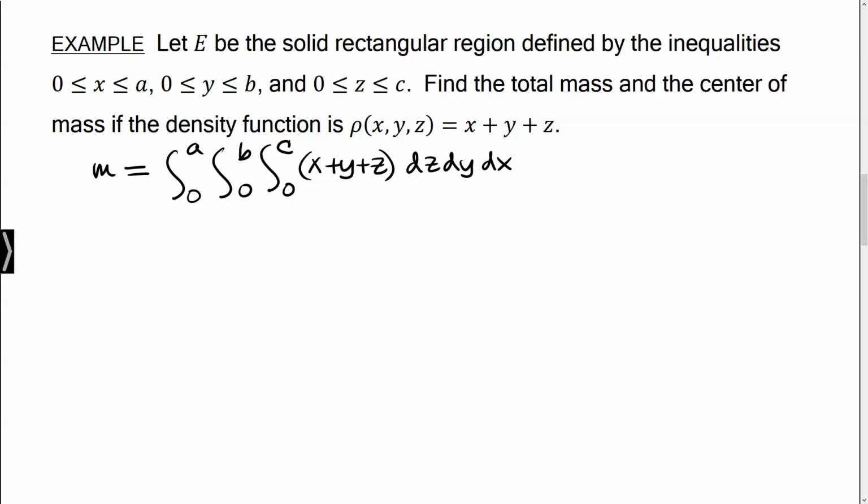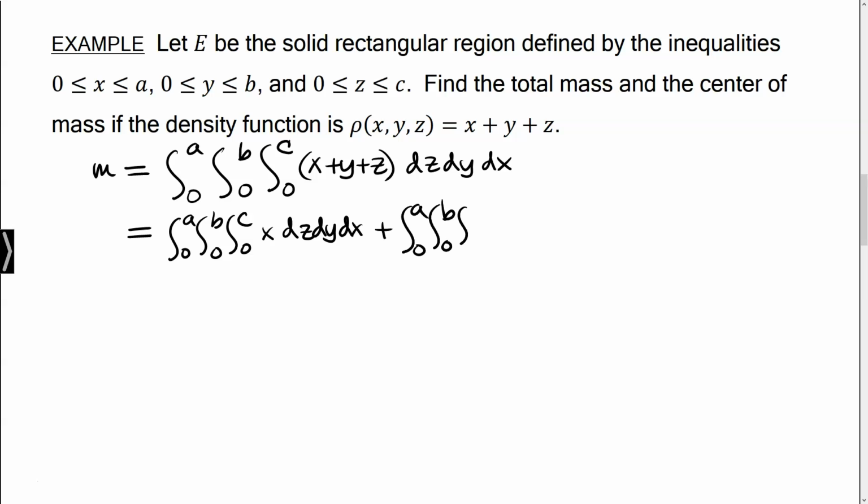So we can save ourselves a little bit of calculation here by doing a sneaky thing. What we're going to do is break it up into each of the three terms. So it's the integral from 0 to A, 0 to B, 0 to C of x dz dy dx, plus this of y dz dy dx.